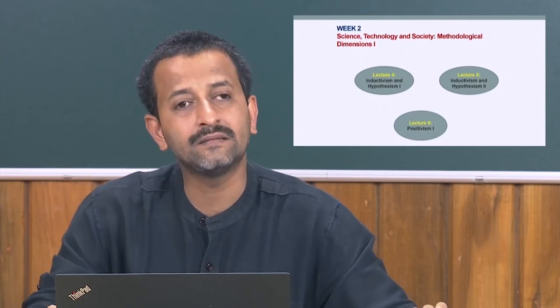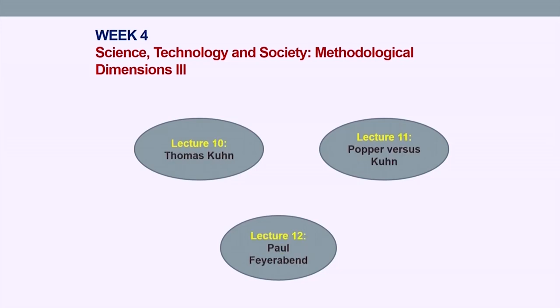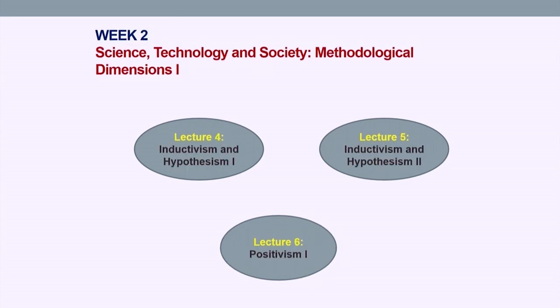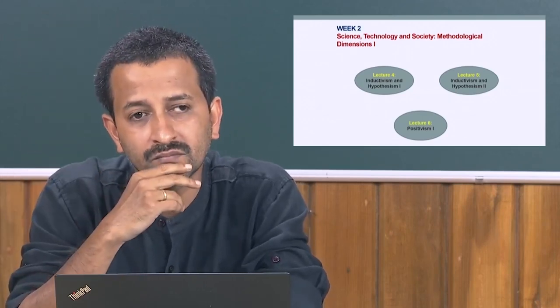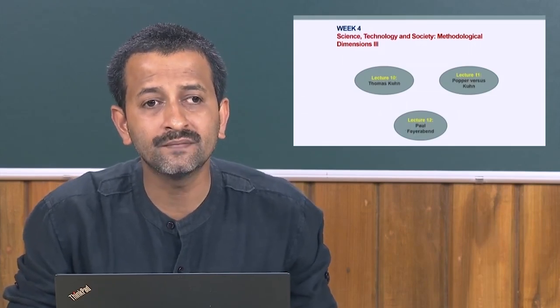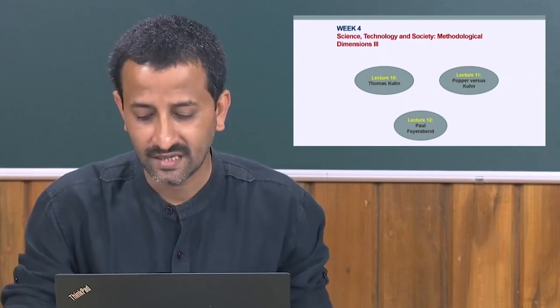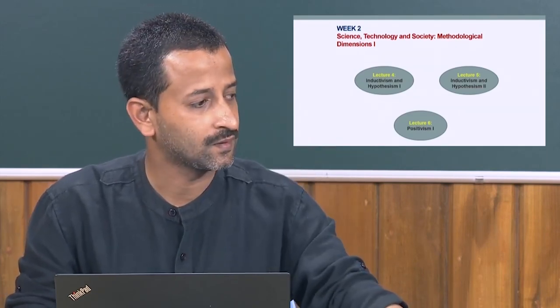Then in the second week, we started with the fourth lecture. We started with the methods of science, that is, science, technology and society, methodological dimensions: part 1, in the third week part 2, in the fourth week part 3. We discussed methodological dimensions, methods of science, in 3 weeks, in 9 lectures. We started with inductivism and hypothesism, then positivism, then Karl Popper, then Thomas Kuhn, then Popper versus Kuhn, and then Paul Feyerabend. Then we tried to summarize methods of science.